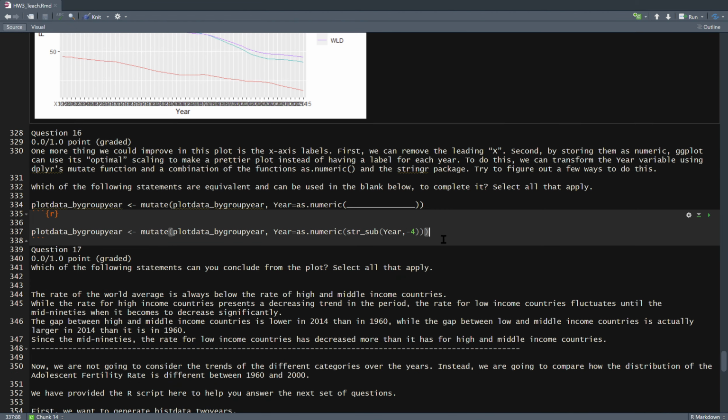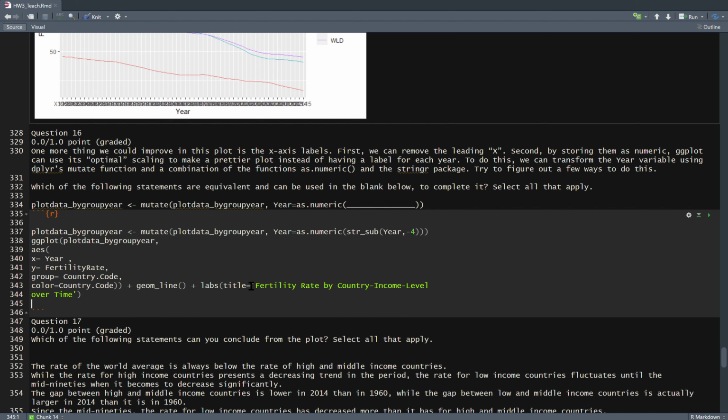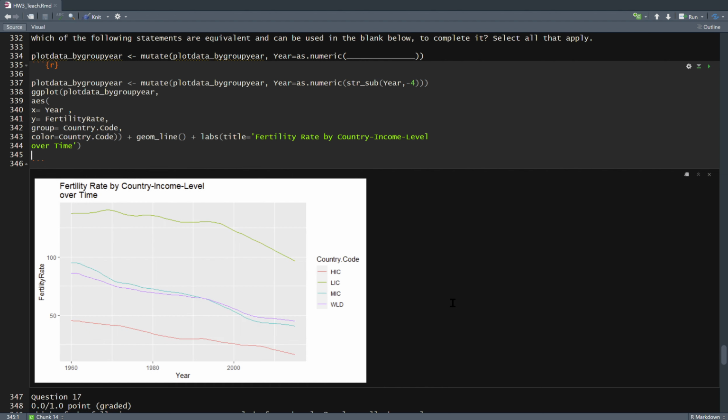Let's see what we get. If we do this, we have a different graph, but with an improved x-axis, where we have the year, which is not cumbersome as we had earlier. It is much cleaner now, and this is what we wanted.